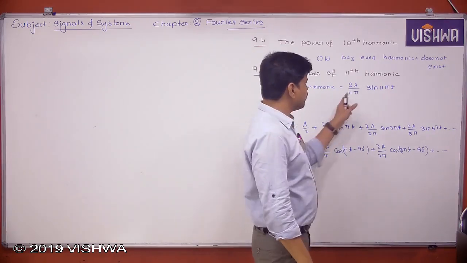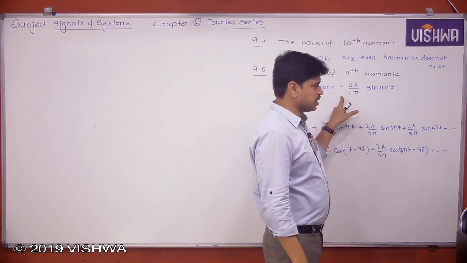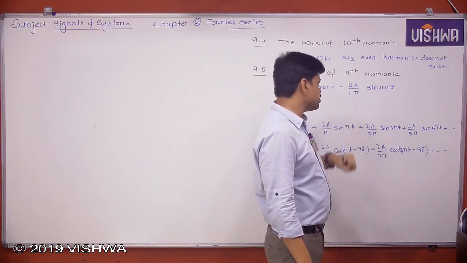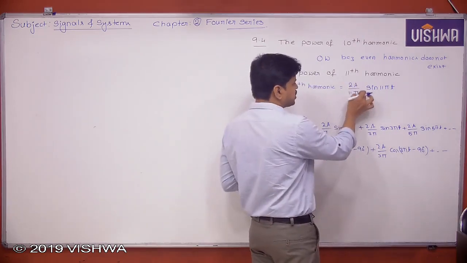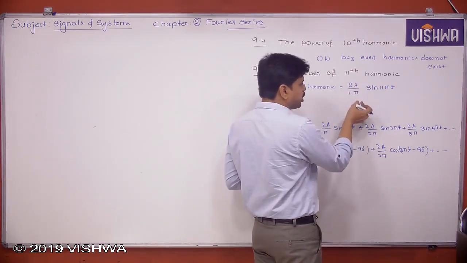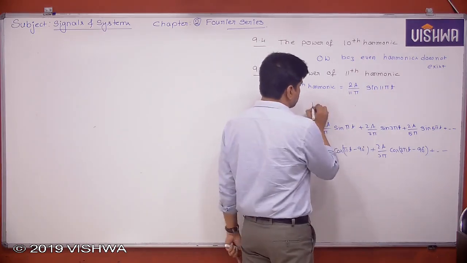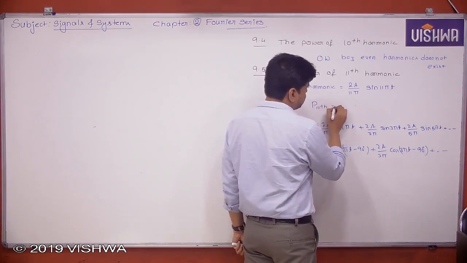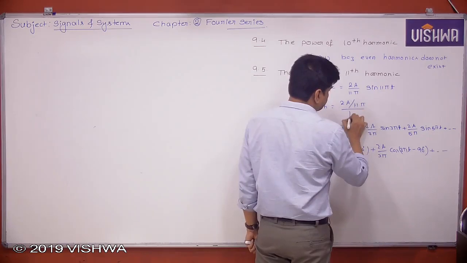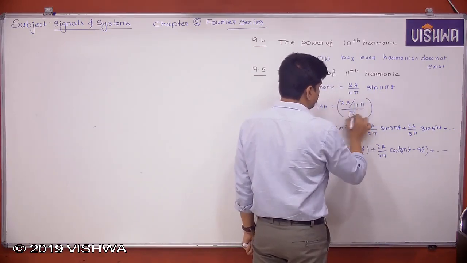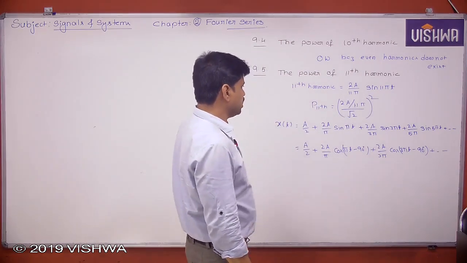Once we know the 11th harmonic, which is a sine wave, then we can calculate the power directly, because it is a periodic wave. RMS value square is nothing but the power. So what is the RMS value? Suppose this is Vm, then Vm by root 2 is the RMS value. For that we have to take the square. So what is the power of 11th harmonic? It is 2a by 11 pi by root 2, this is the RMS value, and we have to take the square of it. That's the 11th harmonic.